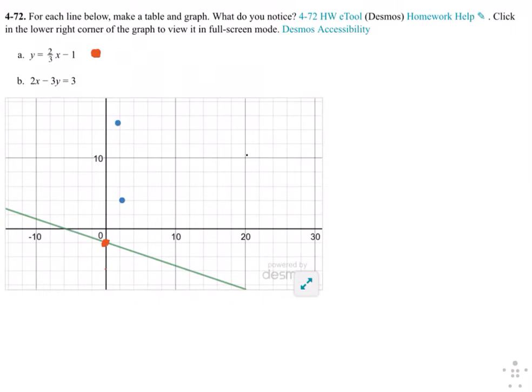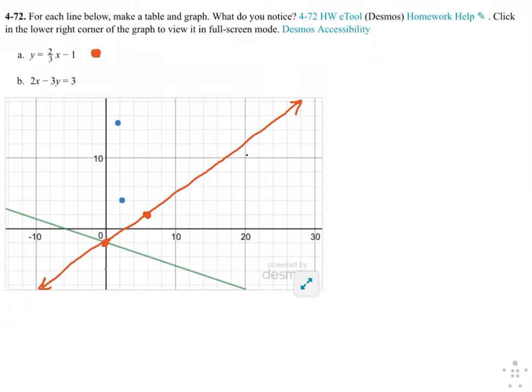Positive 2/3 x, so no, it isn't. So up 1, 2, 1, 2, 3. So that's this line, right? 2/3, up 2 over 3. Okay, so it looks like this. Not sure what the green line is yet. Maybe it's the second equation. Let's see. And so that's the first equation.